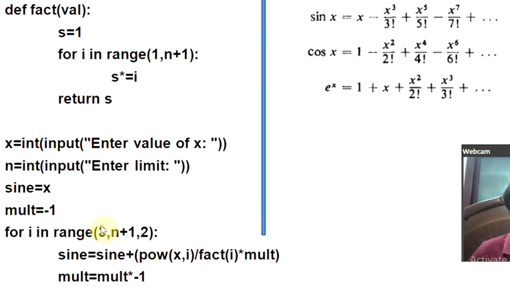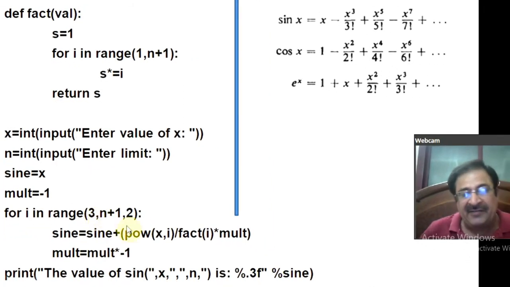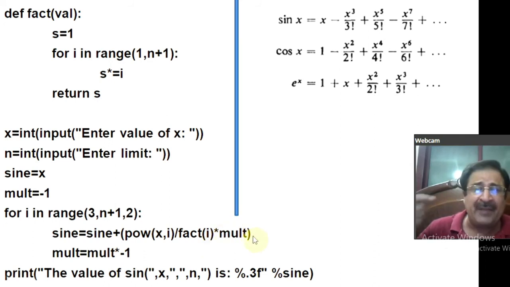In the next iteration, the value of i will become 7. Is 7 less than 8? Yes. Sine plus, sine is computed up to here, right? Plus x to the power 7 divided by factorial 7 into minus 1. When you multiply anything by minus 1, it will become negative. So this x to the power 7 divided by factorial 7 is converted into a negative value, right? And it is added to the previous expression, that is up till here. The result of the expression will be assigned to the sine variable. Minus 1 into minus 1 will become positive 1.